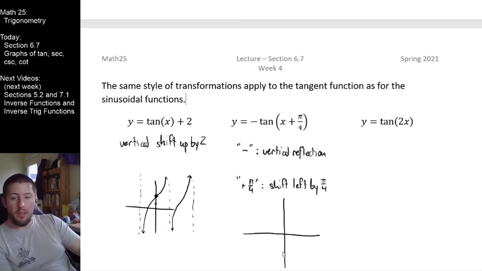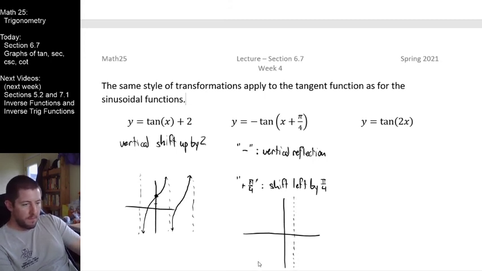So notice, by the way, though, that we can still play this game, even though the asymptotes aren't actually a component of the graph. They're just more of a visual border. You can shift those too, and that's really, really helpful for me. So I start this by shifting my asymptotes left by pi fourths.